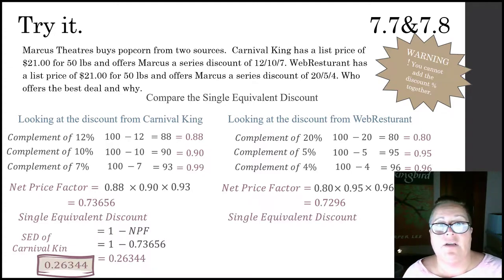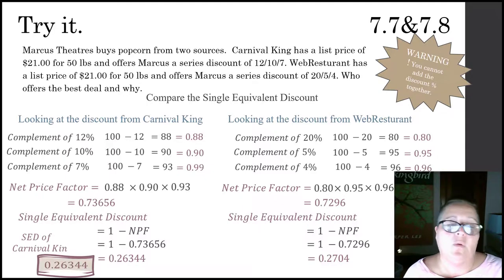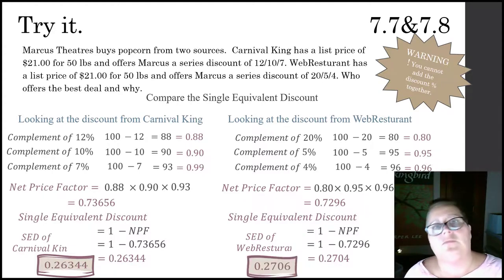This means my single equivalent discount will be 1 minus that net price factor, or 1 minus 0.7296, or 0.2704. This means that the single equivalent discount of Web Restaurant is 0.2704. So looking at 0.26344 and 0.2704, which one of these is the higher discount?